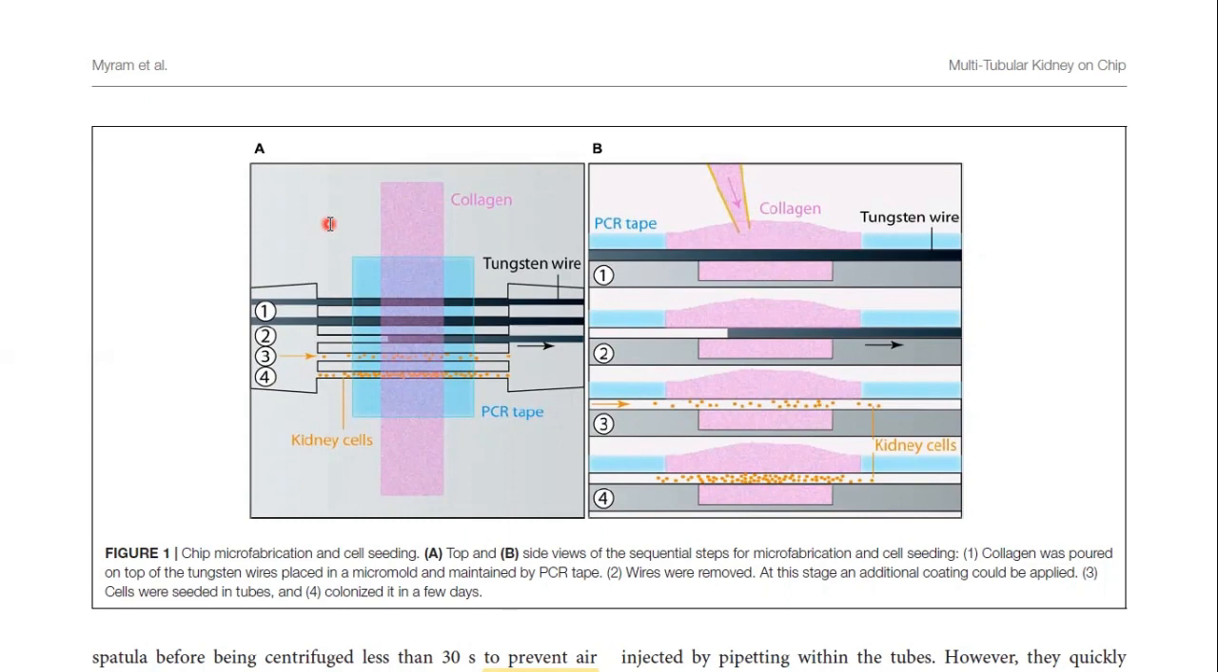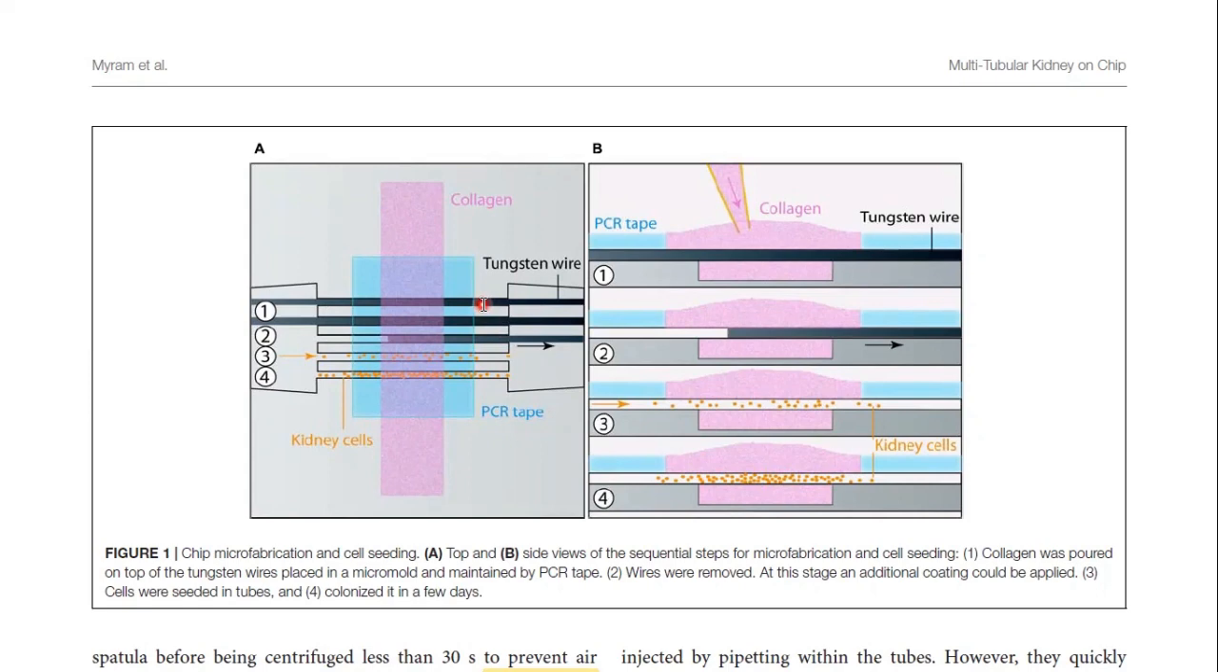Two short silicone tubings were bonded in the connectors with epoxy glue. This is not observed in the figure. Then 5 tungsten wires of 80 micrometers diameter. These are the tungsten wires that are going to mold the channels.